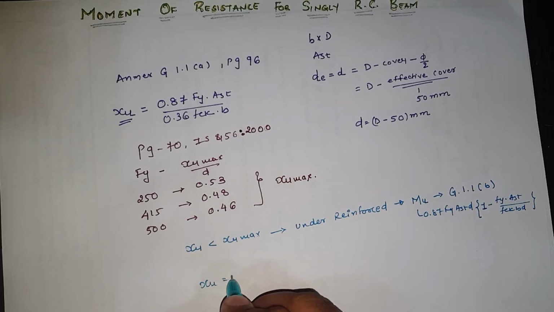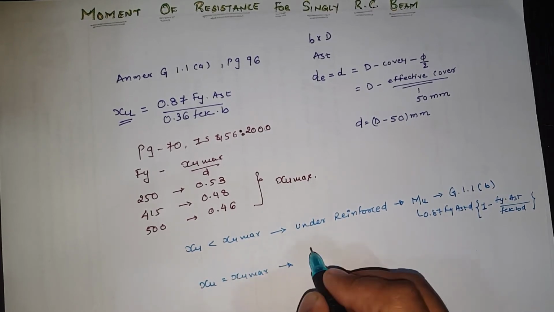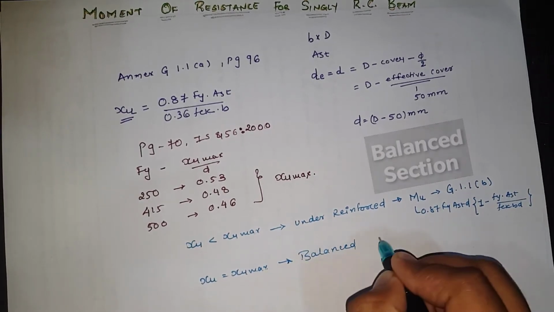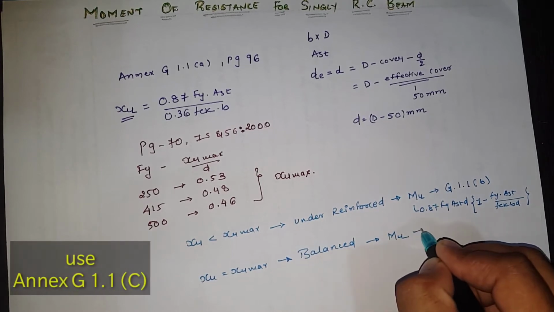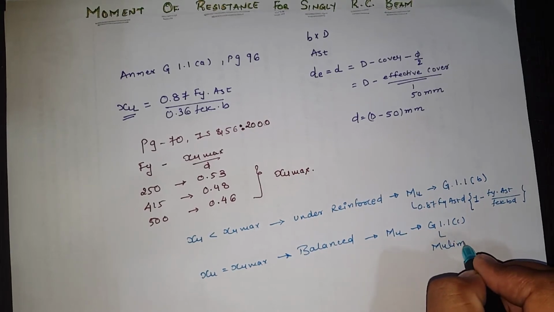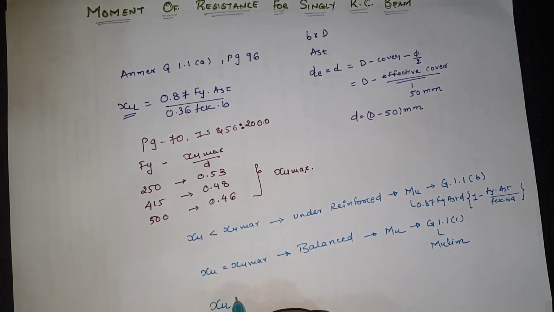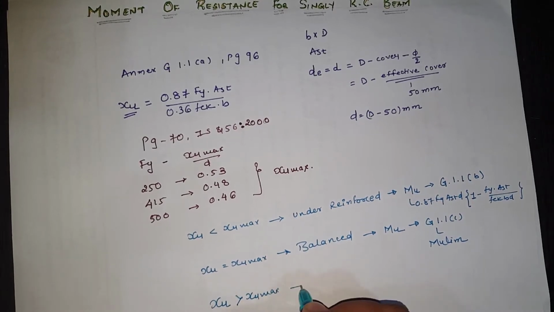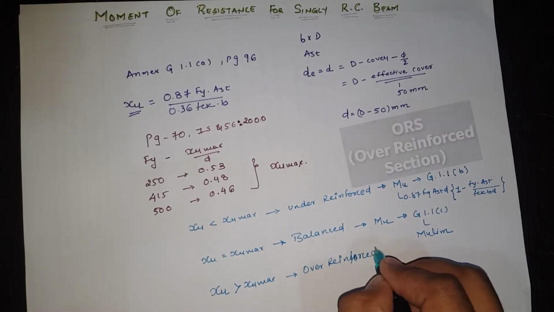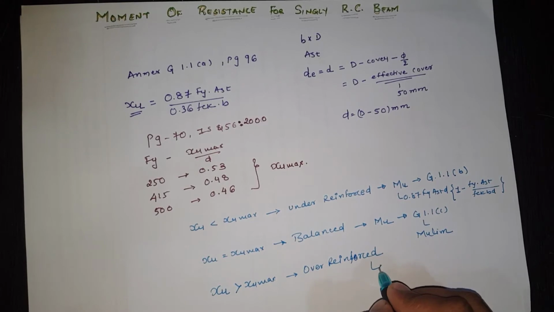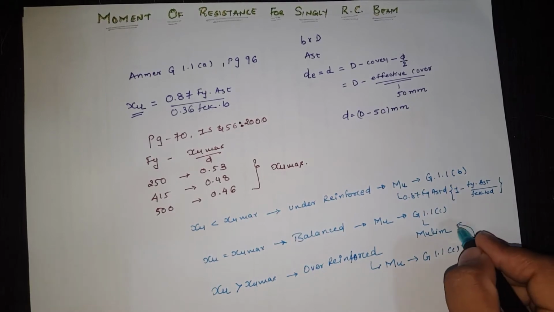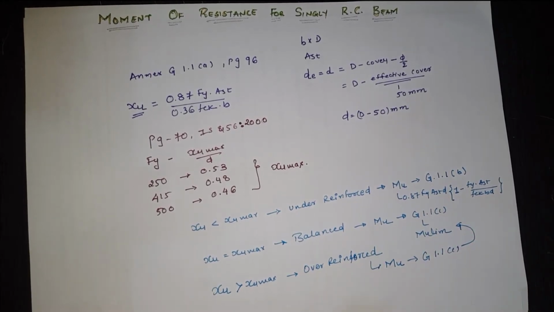If xu is equal to xu max, then our beam is a balanced section, and we use the Mu equation from G 1.1 c, which is the Mu limiting equation. And if xu is greater than xu max, our beam is an over reinforced section. In this case we calculate the moment of resistance from equation G 1.1 c, similar to the balanced section. Now let us go for the calculation.